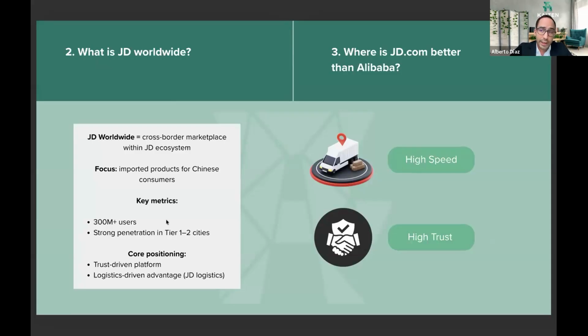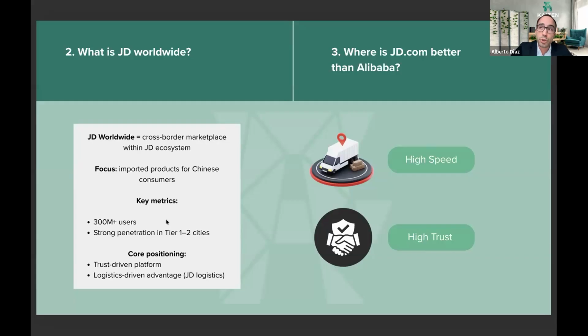First of all, Jingdong is very advanced and a pioneer when it comes to high-speed logistics. It is one of the most efficient, top one or top two, together with Shunfeng, another logistics provider in China. It is one of the fastest, most efficient, and most premium logistics providers in China.